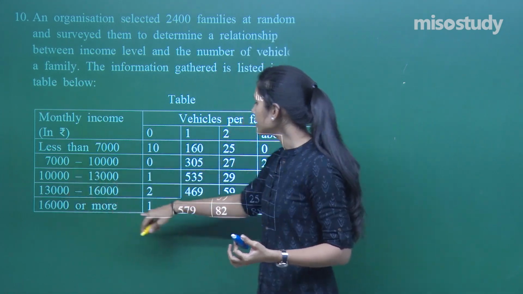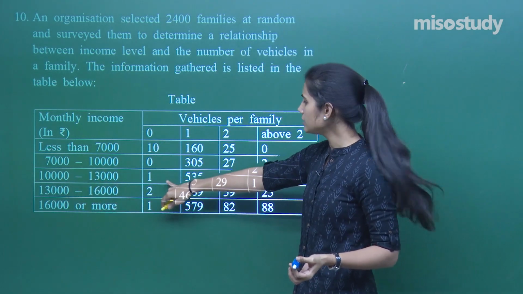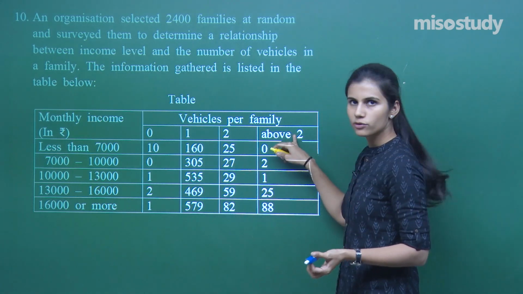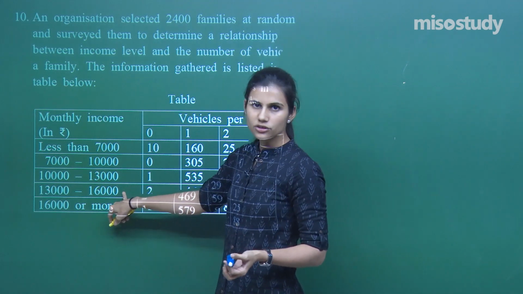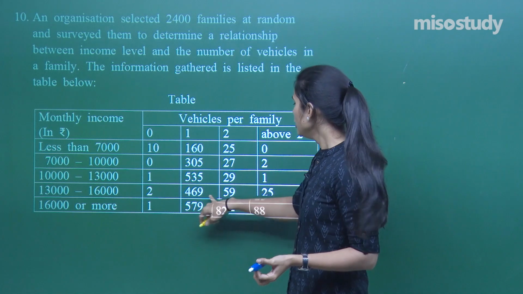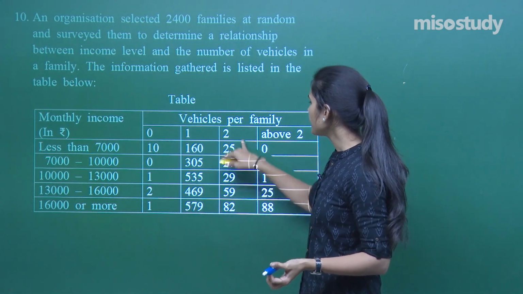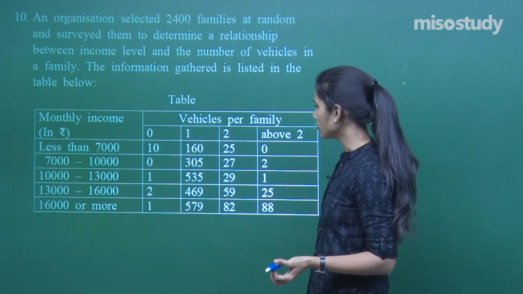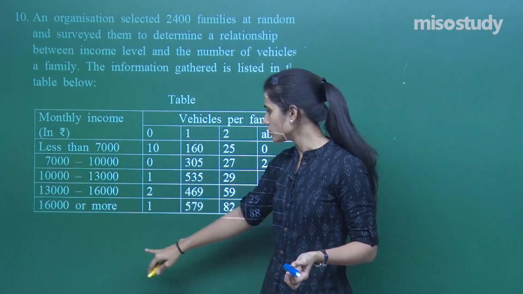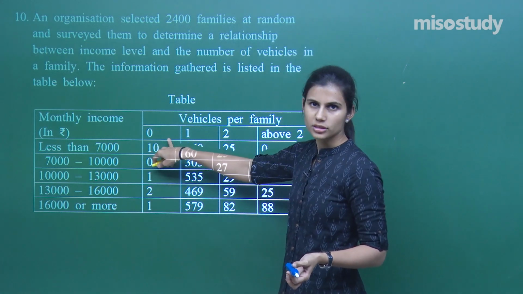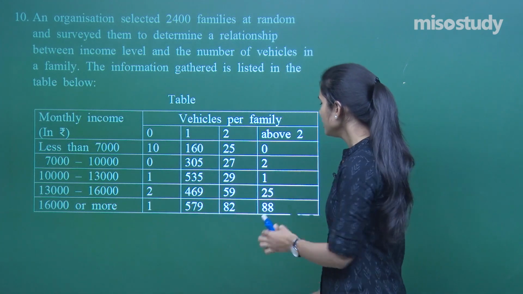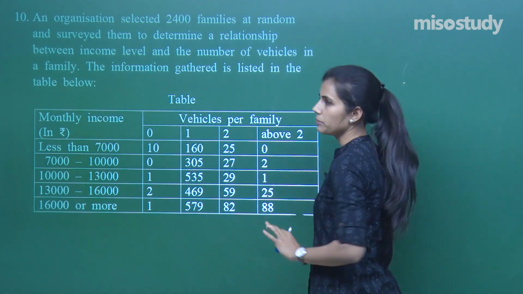The income falling in this range, there is only 1 family which has 0 number of vehicles. 535 families have 1 vehicle, 29 have 2 vehicles, and 1 has above 2 number of vehicles. Falling in this range, if it is the income of any family, then 2 families are there which have 0 vehicles. 469 have exactly 1 vehicle, 59 families have 2 vehicles, 25 families have above 2 vehicles. And if families have income more than 16,000, then there is only 1 family such which has 0 vehicle, no vehicle. 579 such families have 1 vehicle, 82 have 2, and 88 have above 2.